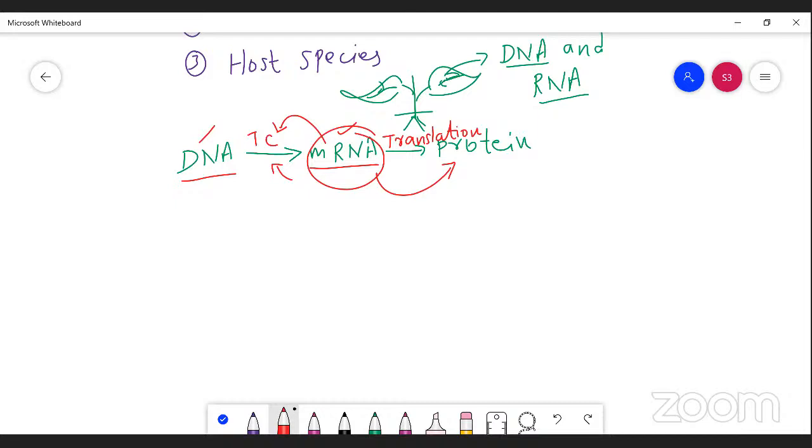The third type of classification is the host species. Some viruses infect plants, some infect animals, some infect fungi, and some infect cyanobacteria, which are blue-green algae. These are found only in host-specific organisms. These are the bases of classification.